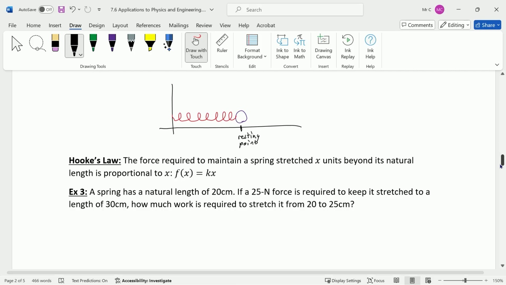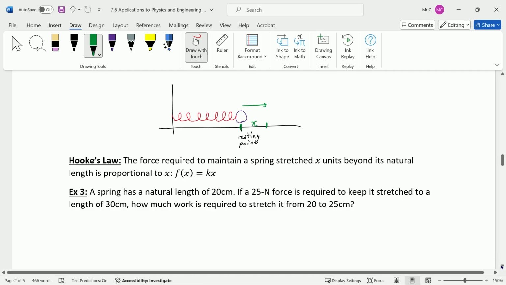So Hooke's law says that the force required to maintain a spring stretched x units beyond its natural length is proportional to x, meaning f of x is a constant times x. So in this picture up here where we've labeled our resting point, the idea is that if I stretch a spring out, the distance here, x, determines how much force is required to keep it stretched.